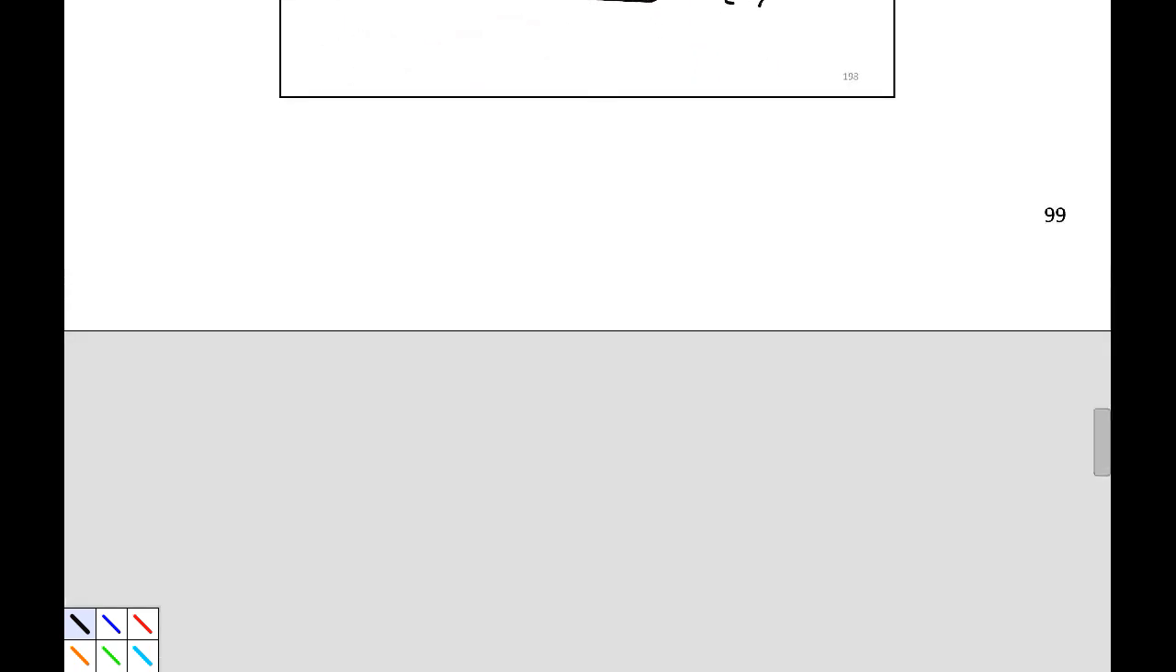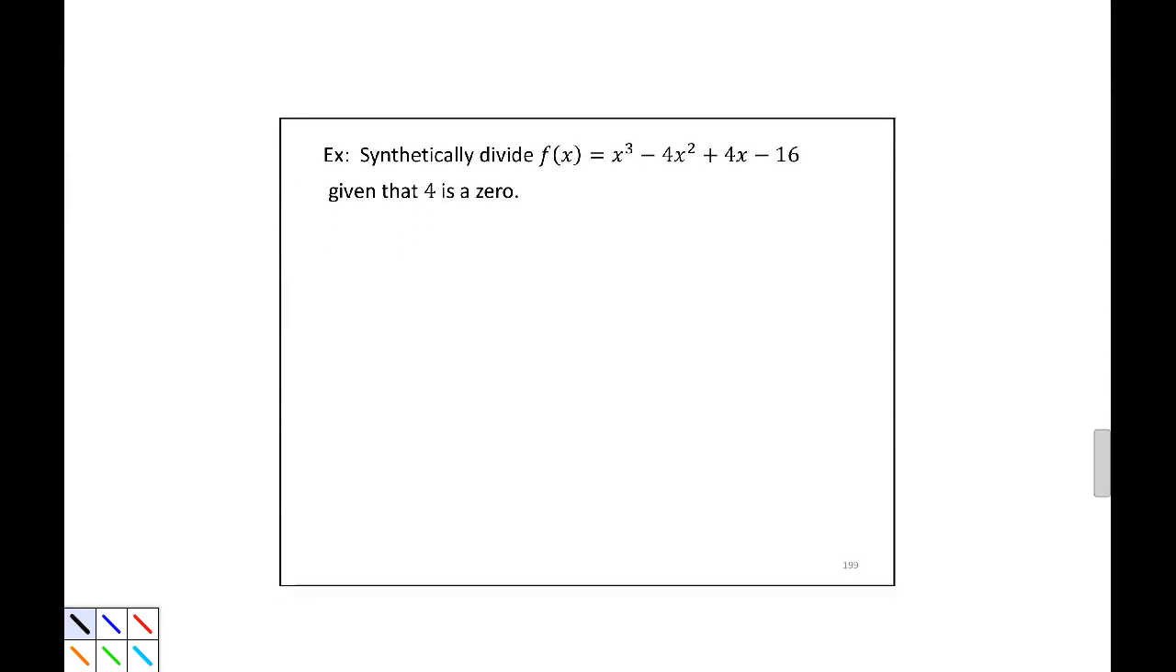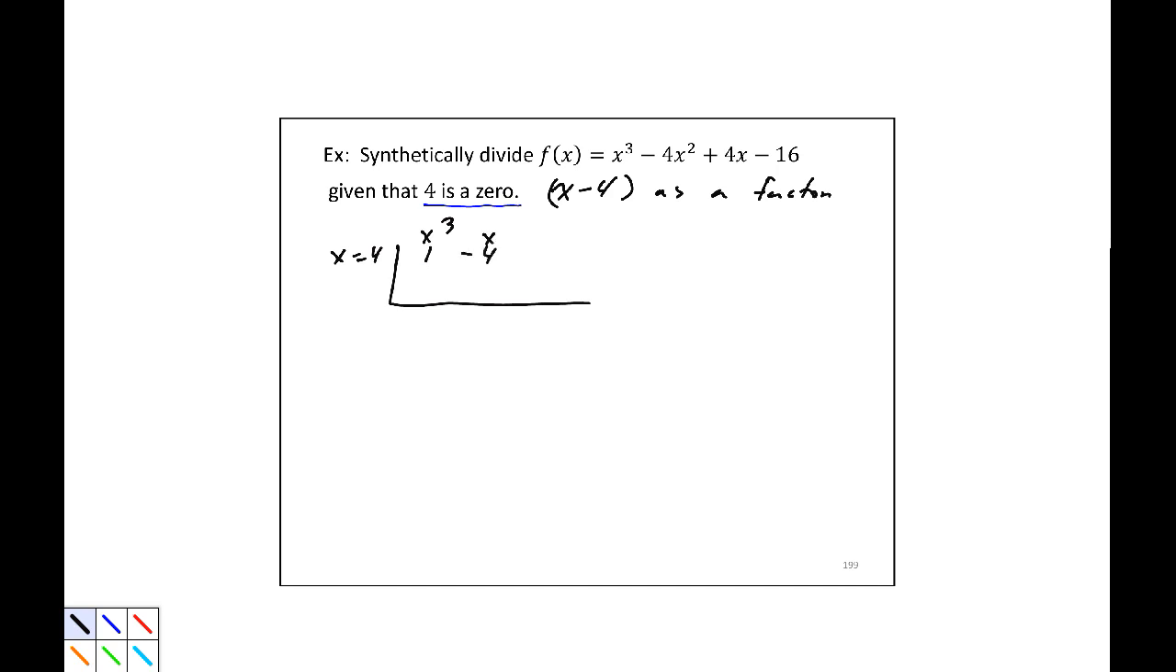All right, our last example for synthetic division is to synthetically divide f of x equals x cubed minus 4x squared plus 4x minus 16, given that 4 is a 0. Well, because 4 is a 0, that means we have x minus 4 as a factor. Or I could just dive into my synthetic division with x equals 4 to the left. Now let's write down those coefficients. We have 1x cubed minus 4x squared plus 4x minus 16 is our constant term.